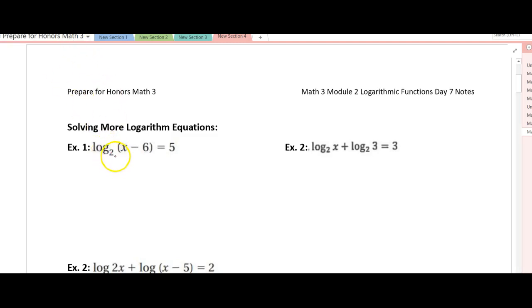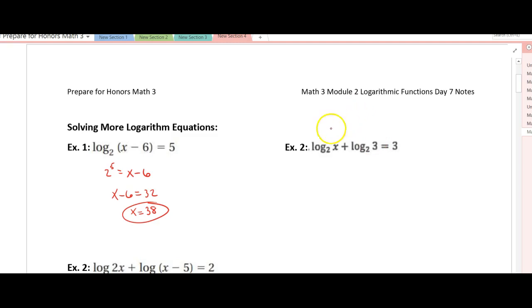Because if you think about it, all I'm going to do is take this and write it in exponential form. So 2 to the 5th power should equal x minus 6. 2 to the 5th is 32, so x is 38. So that's a pretty straightforward problem.